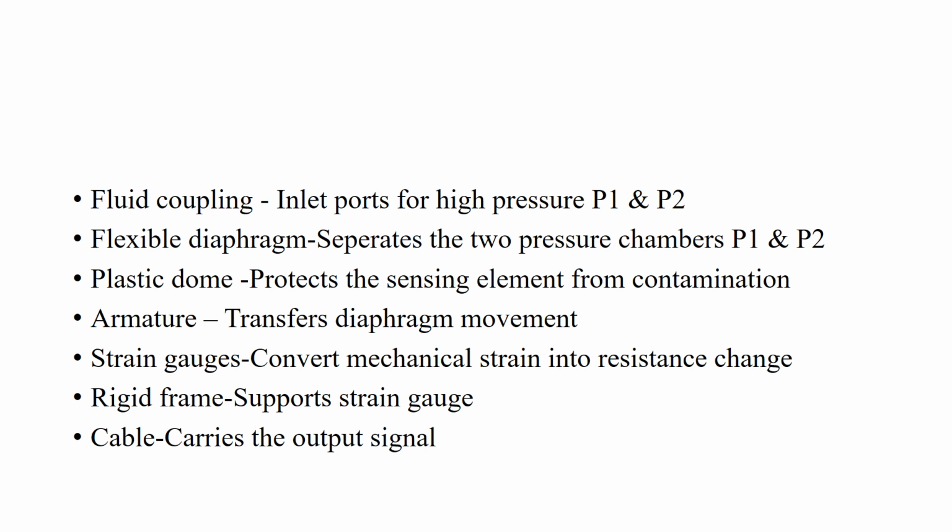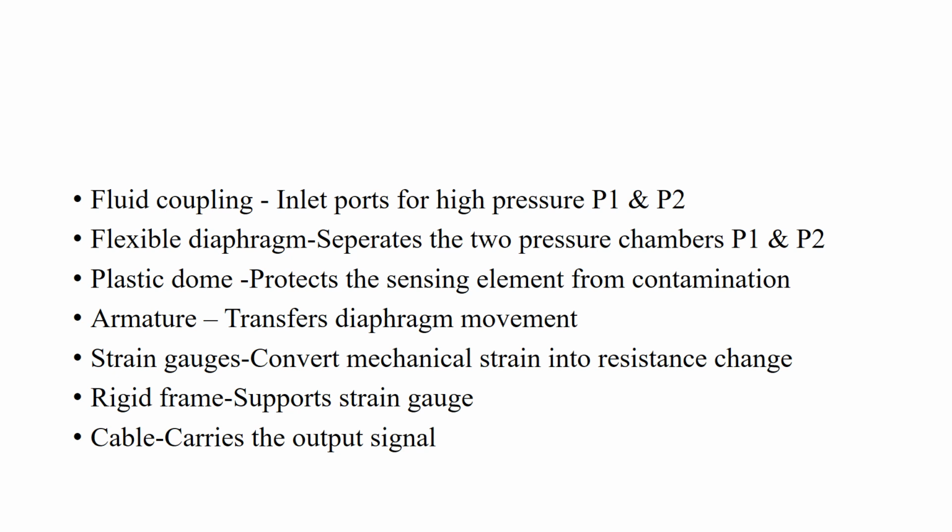Then the third one is plastic dome. Plastic dome is a protective curved cover made of plastic. It protects sensitive parts from dust, moisture, and direct fluid contact. It is used to protect the sensing element from contamination. Then the fourth one is armature. Armature is a movable mechanical part that transmits moment of force from one component to another. Here it transfers the diaphragm movement.